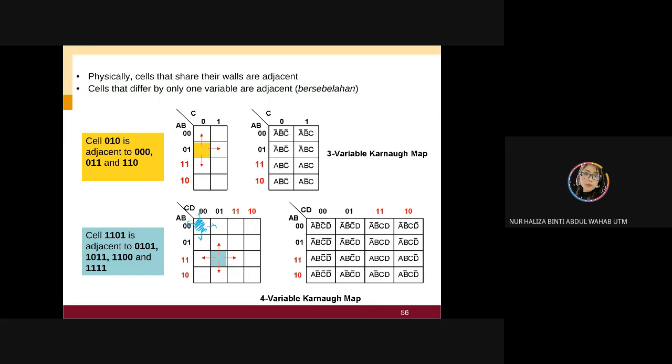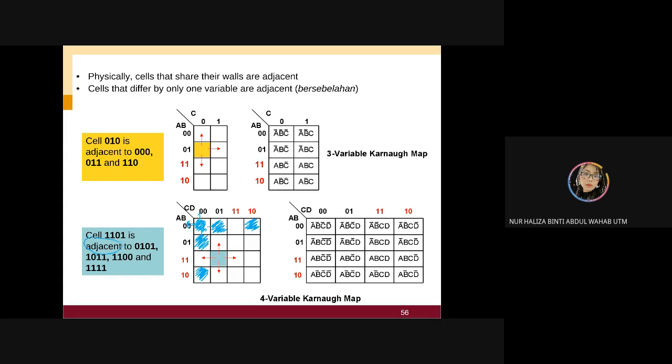So for this cell, the adjacent will be here, here, here, and here. At the left side, it's going to be this one. At the right side, it's going to be this. At the lower side, it's going to be this. And the upper side will be here. Why? You need to know the adjacent.